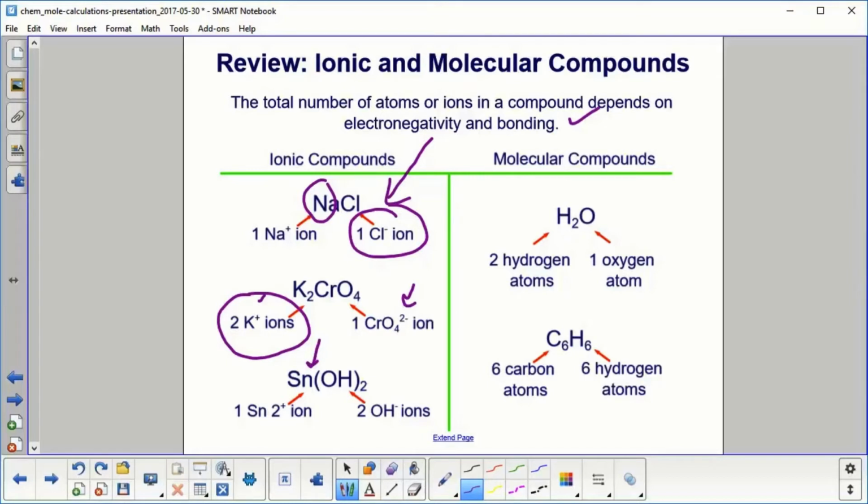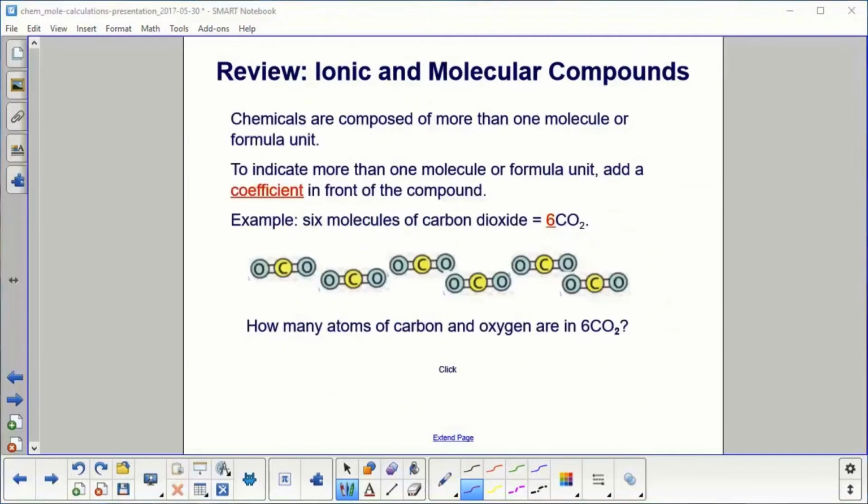Molecular compounds, covalent compounds, water, 2 hydrogen atoms, 1 oxygen atom, C6H6, 6 carbon atoms, 6 hydrogen atoms. So over on the left side, we're talking about ions. The right side, we're talking about atoms.